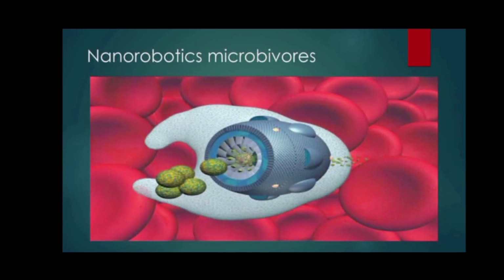The next usage is nanorobotic microbivores. Basically, microbivores are artificial mechanical phagocytes whose function is to destroy microbiological pathogens found in the human being. So these nanorobots can be used to destroy the pathogens in our body.